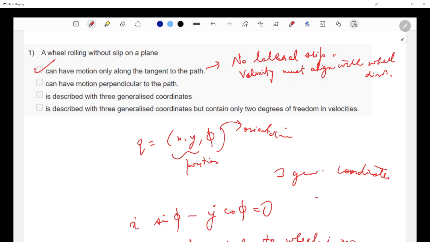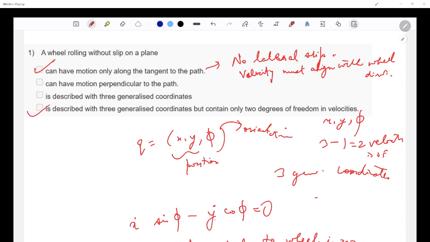Let's talk about the fourth option first. It is described with 3 generalized coordinates but contains only 2 degrees of freedom in velocities. True, because there are 3 variables x, y and phi. One constraint is there which reduces the velocity freedom. So it is 3 minus 1, which is 2 velocity degrees of freedom. Okay, so this is also correct.